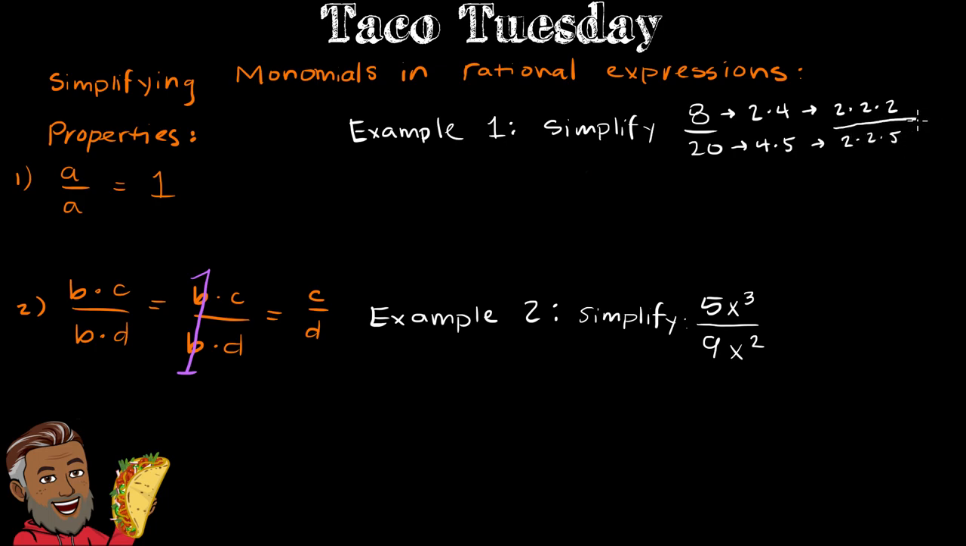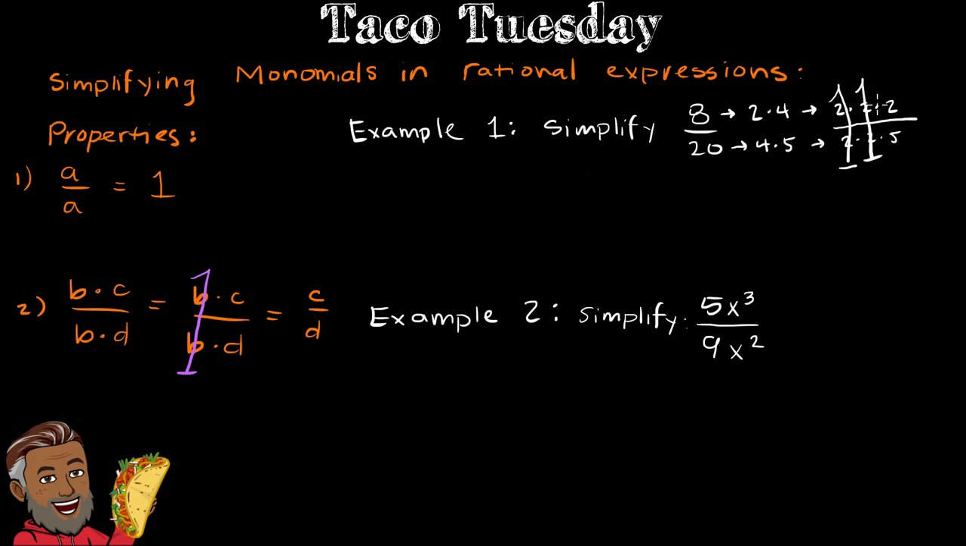So our first step is to factor it. We're going to factor the monomials, and factor just means to break it down to multiplication. The second step is to find ones. We're trying to find equivalent ones. Any number on top of itself is equal to 1. So this will equal 1, and this will equal 1. And now we can simplify it.